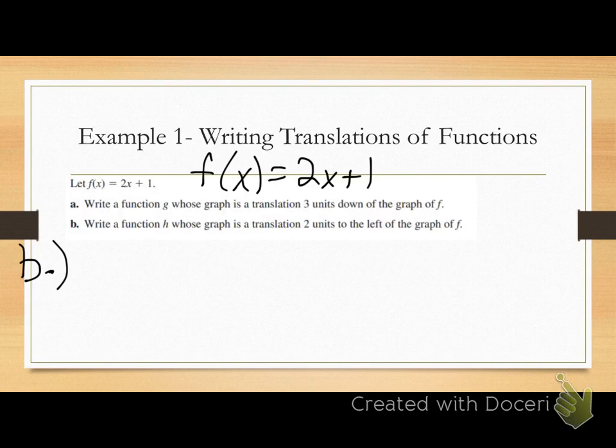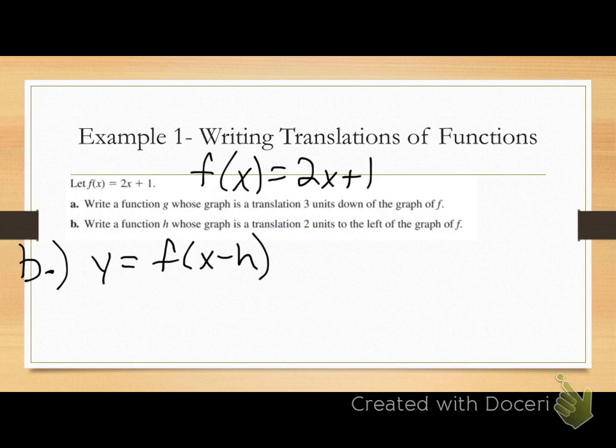So what kind of a translation is this? To the left, you say? It's to the left, yep. Horizontal, because it's moving left or right, correct? Yeah. So it's a horizontal translation 2 units to the left. So which formula am I using from the previous slide? F of x minus h. Very good. Y equals f of x minus h.